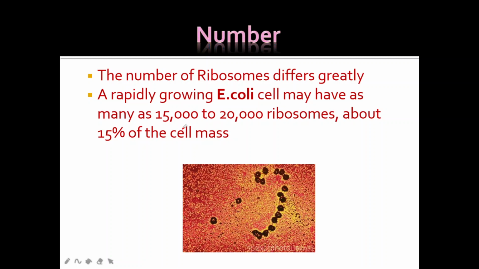Now, how many ribosomes are present in living cells? The number of ribosomes differs greatly. A rapidly growing E. coli cell may have as many as 15,000 to 20,000 ribosomes, about 15% of the cell mass. Here the bacterial Escherichia coli structure is given. So, in E. coli bacteria, about 15,000 to 20,000 ribosomes are seen, which is 15% of the total mass of the E. coli cell. So, it can vary from cell to cell.